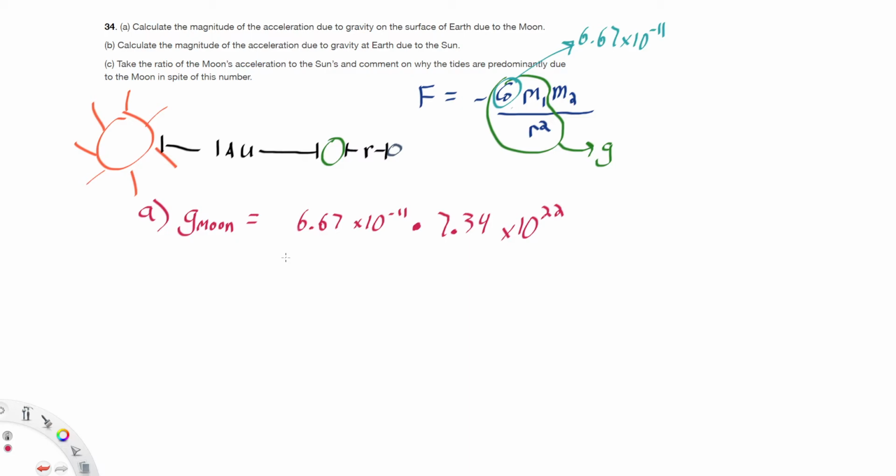And then in the denominator, we have the square of the distance to the moon, which is about 384 million meters. Does the textbook actually say that? No, but it's implied. I think access to the internet is implied.